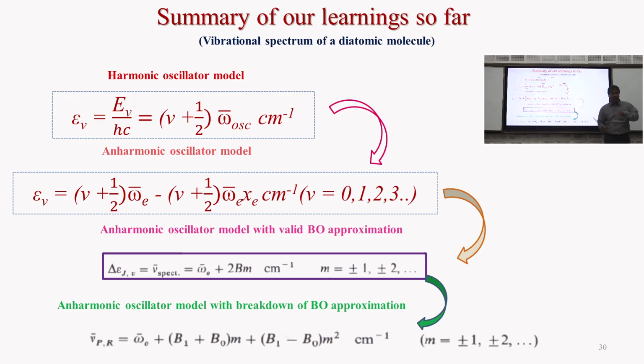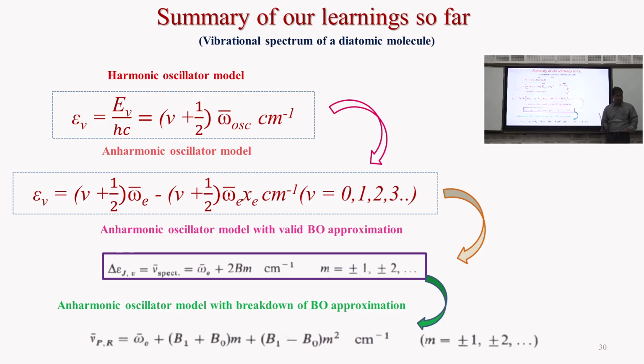When we consider the Born-Oppenheimer approximation valid, that means there is no change of B with the change of vibrational energy level, then we get this expression. This expression allows us to think of lines appearing with equal spacing, but when you see the high resolution spectrum of CO, equality is not maintained. In the R branch and P branch the trend is different: in one case the spacing is increasing, in the other decreasing. Then you have to think that the Born-Oppenheimer approximation is not correct.